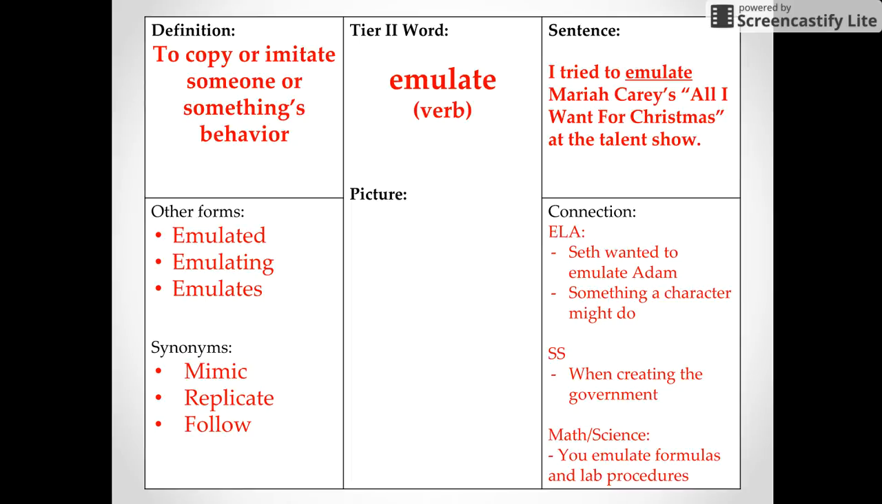Social studies, when we really sat down and tried to create our government, we were emulating or trying to copy something, or we were trying to avoid what we were running away from, which was Britain. So again, we were trying to imitate or emulate somebody. And then in math and science, when you guys are doing formulas, you probably should emulate the example. Or lab procedures, you should probably emulate what the example was so that you can successfully do the math problem or complete the lab.